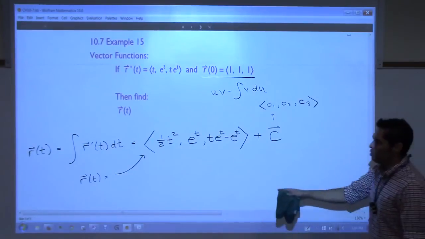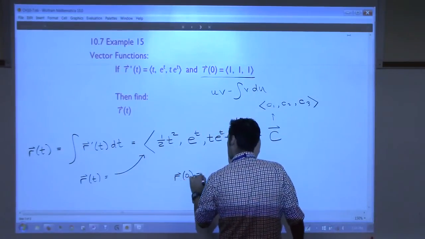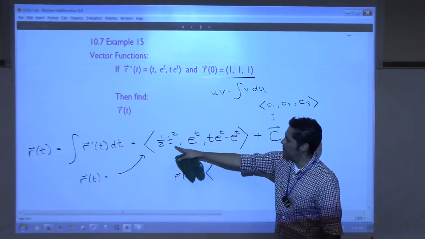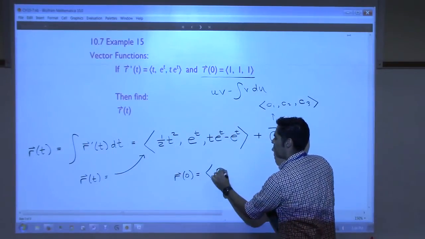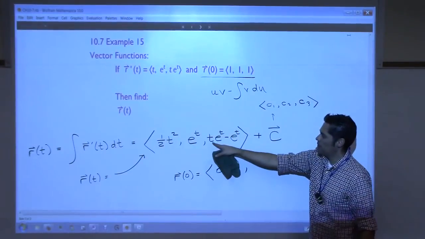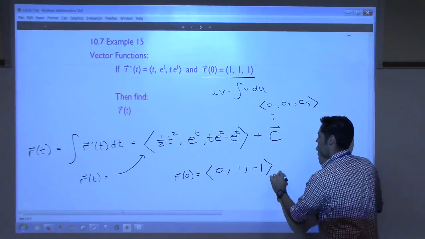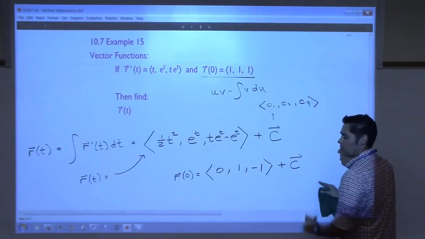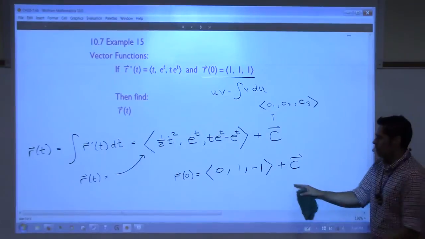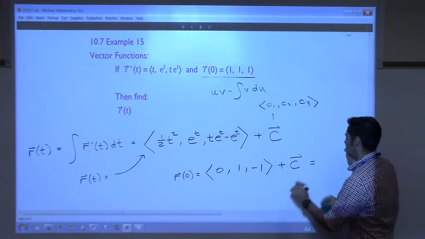So let's plug 0 into this. What is R of 0? Into my vector function, I get what? 0, 1, negative 1, plus some constant vector, right? Must equal what? 1, 1, 1.